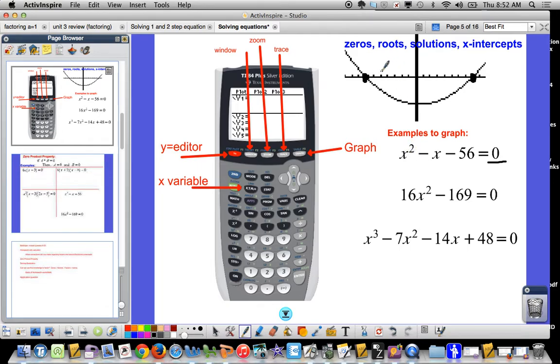They happen to fall on the x-axis, so we call them the roots, the solutions, the x-intercepts, or the zeros. There's 4 names for these types of answers to a quadratic equation, or any other polynomial for that matter. So you'll hear me use these words sort of as synonyms throughout the course. So let's do our first example together.